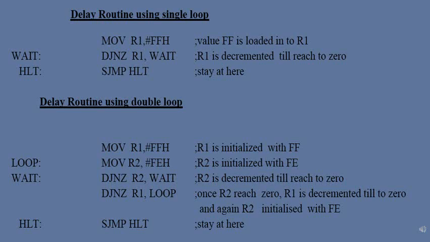And the second instruction is DJNZ R1, wait. DJNZ is decrement and jump if not equal to 0. This instruction decrements the value in register R1 until it reaches 0. So the same instruction is executed again until R1 is 0. After R1 is 0, it moves to the next instruction, SJMP halt. Here the program stops. So a certain amount of delay is created until R1 is equal to 0.